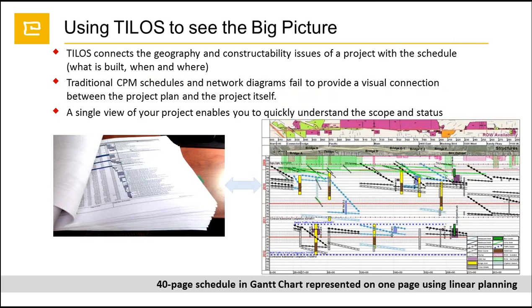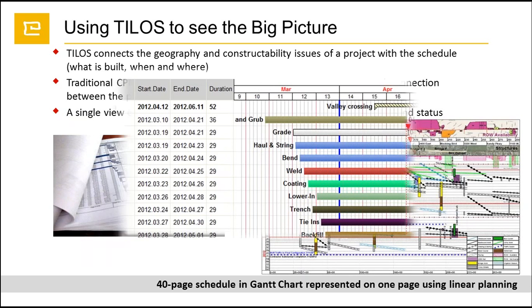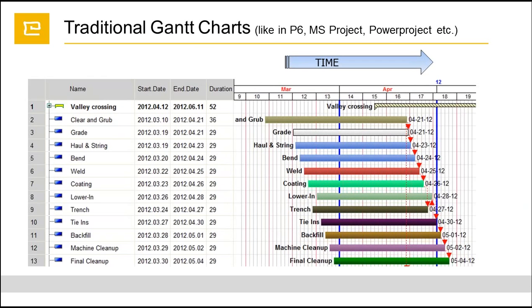So TILOS gives us the opportunity to see what is built, when, and where. As you can see, we have a report from Primavera P6 that is 40 pages, and we have the same report in one page. In this case, we have a time axis and a distance axis, and we are able to see what is built when and where. This is a short distinguishing information on how TILOS differs and the best way to use it.